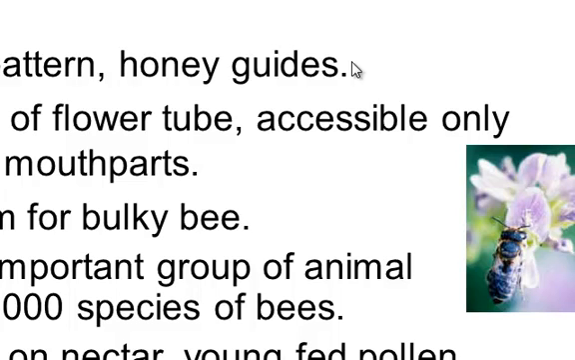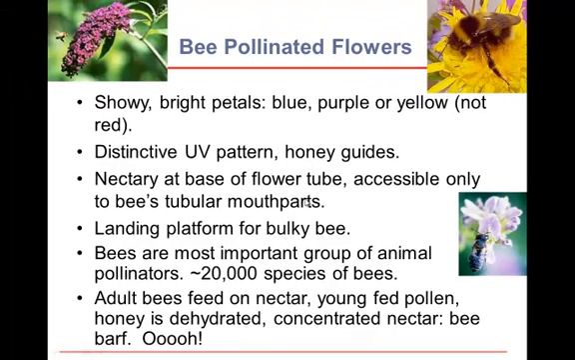Often, these flowers have a large landing platform because bees are large-bodied. They may have a tubular floral structure so that only certain bees can pollinate certain flowers. And bees are really one of the most important groups of pollinators.